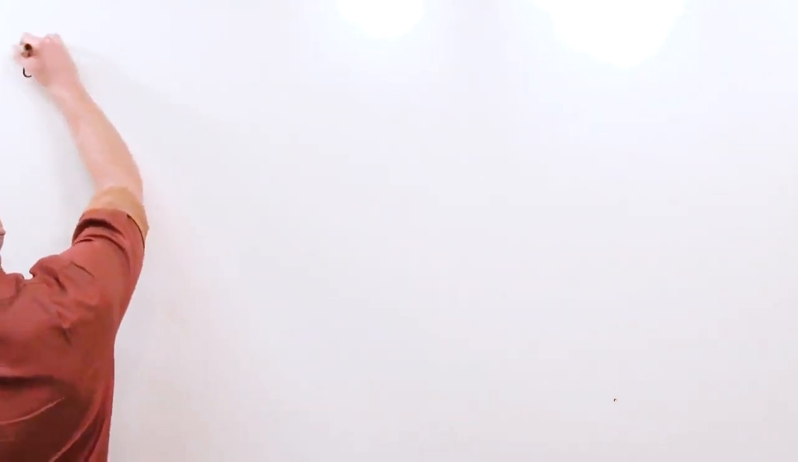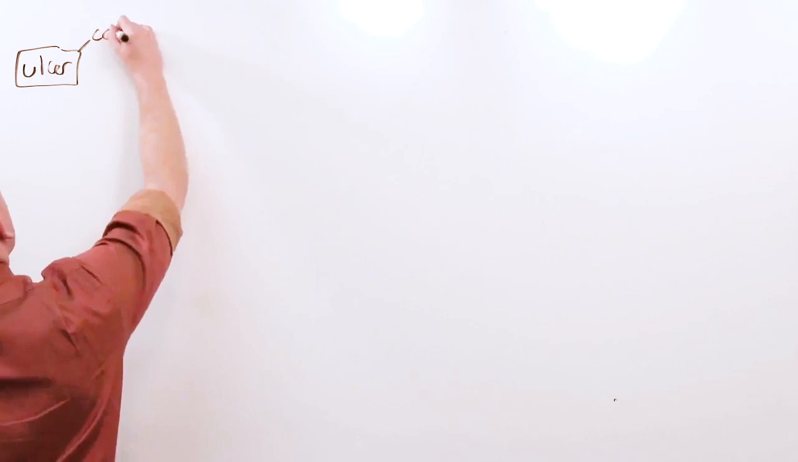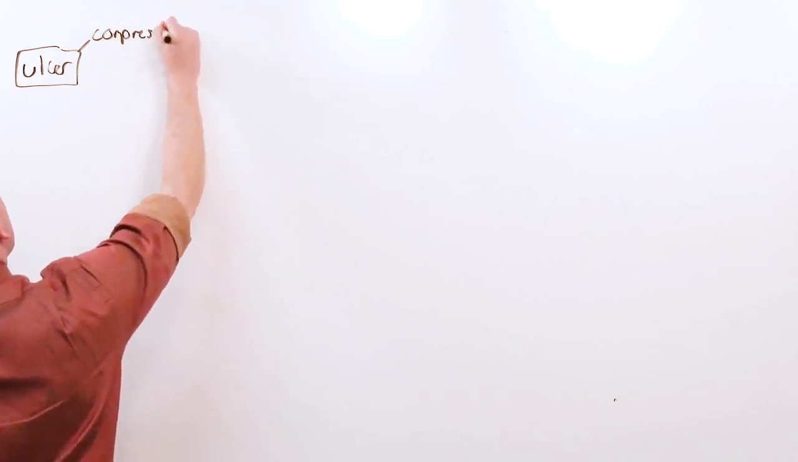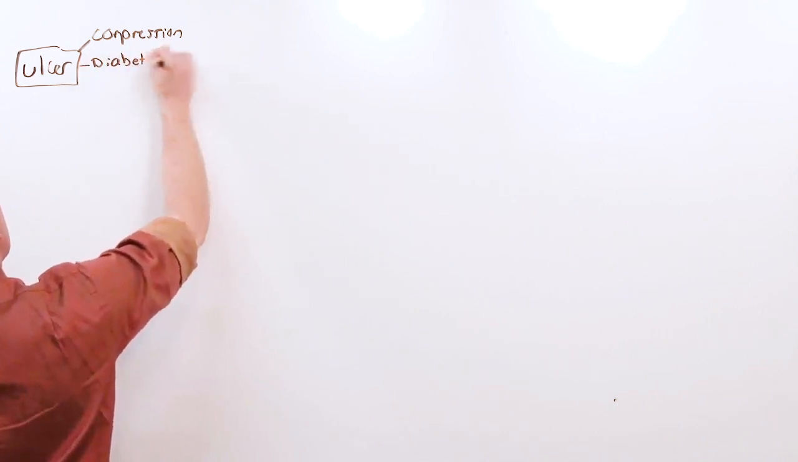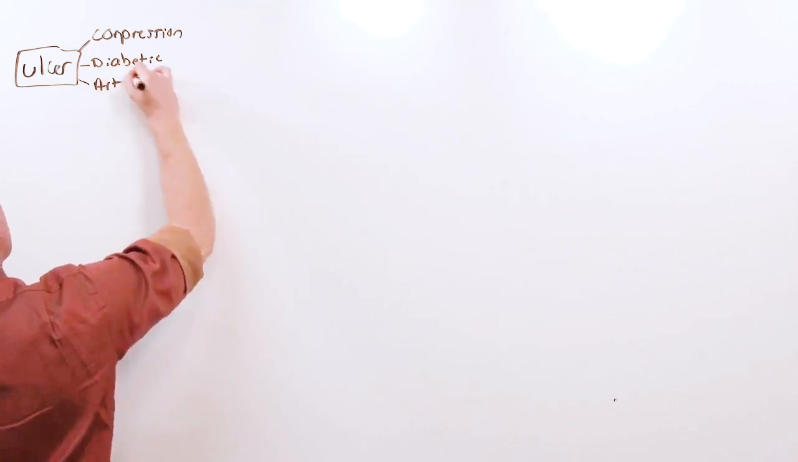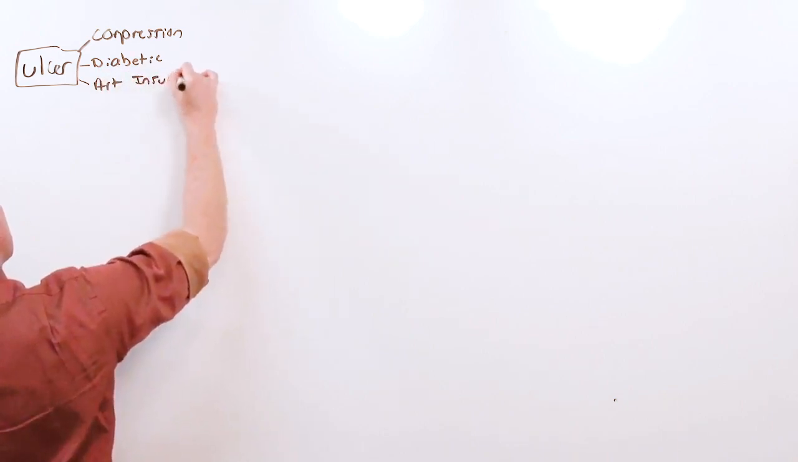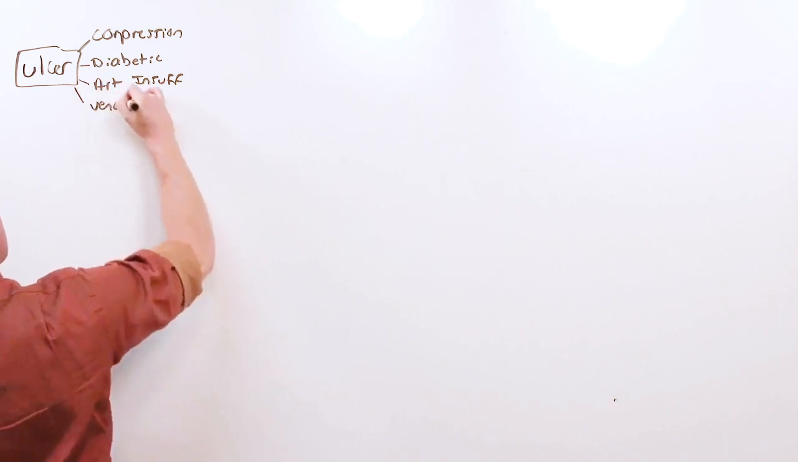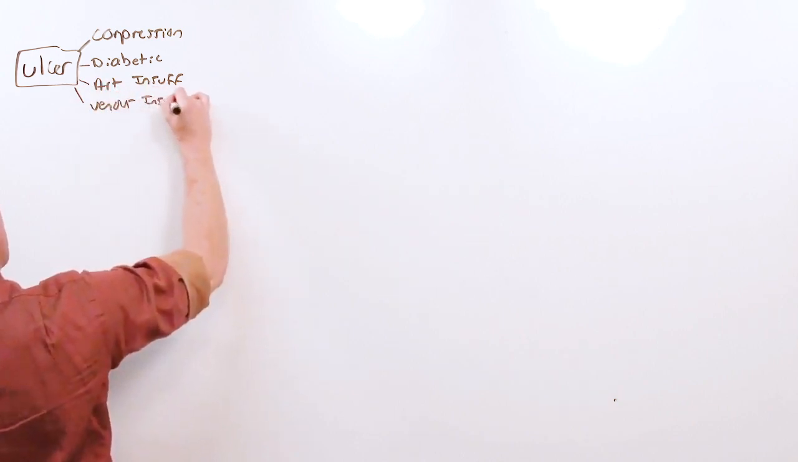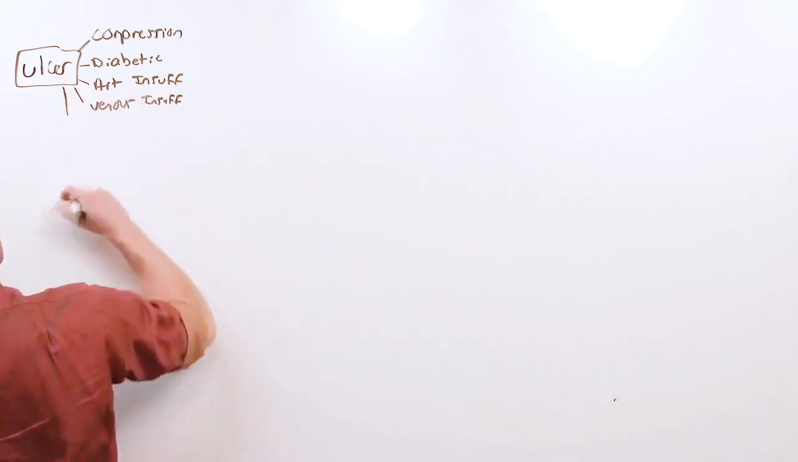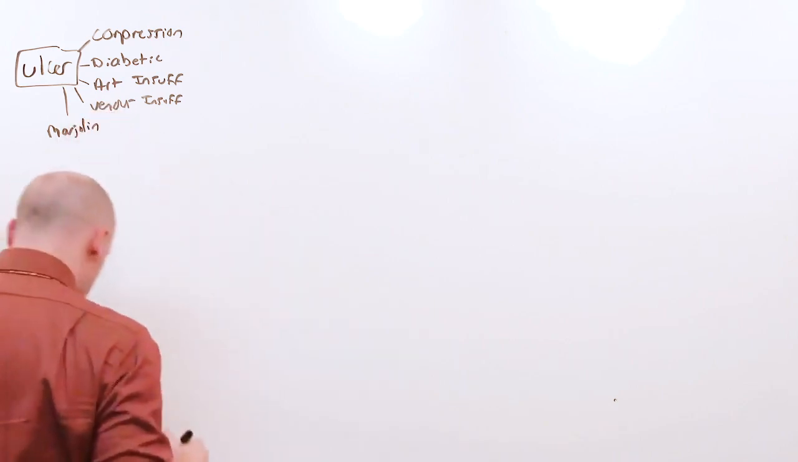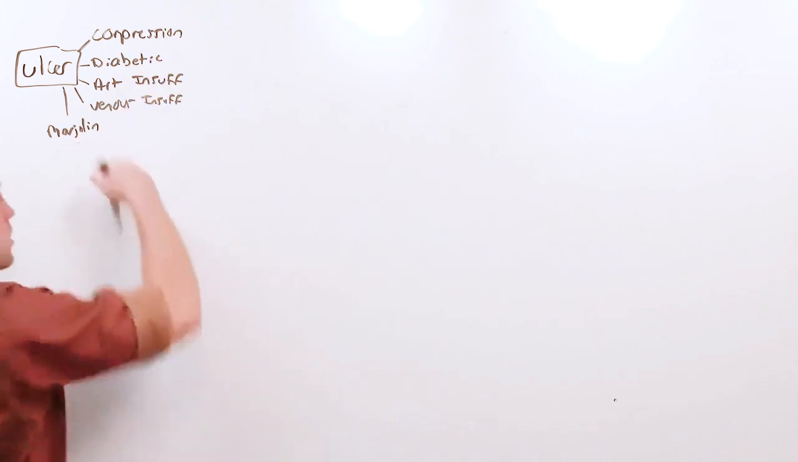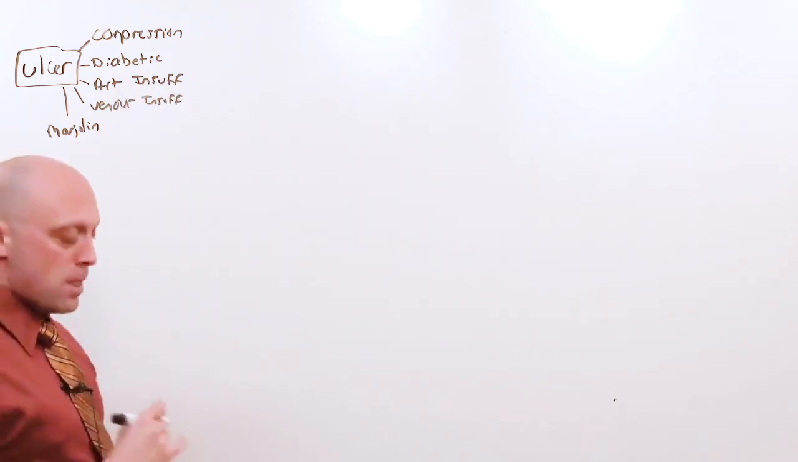So the ulcers we're going to be covering in this lecture are going to be compression, diabetic, arterial insufficiency, venous insufficiency, and the low yield, but good for a point or two, the Marjolin ulcer. And you'll see that these can be easily distinguished from one another.